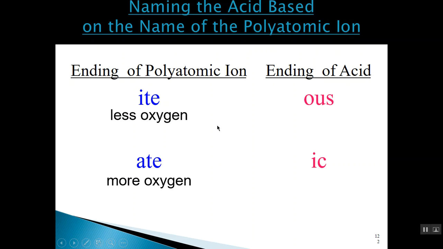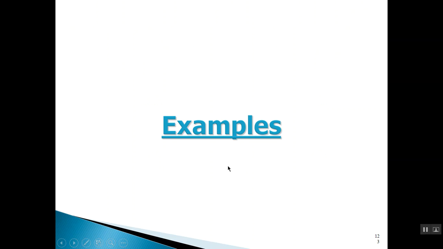One thing I want to point out here, and I think I discussed this earlier, but just in case I haven't, the ITE and ATE endings of the polyatomic ion do not indicate the actual number of oxygen atoms present. However, if you have an ion ending with ITE and you see a corresponding ion ending with ATE, everything else being the same in the name, then you know that the ATE ending indicates one more oxygen compared to the ITE ending. All right? And we're going to see some examples right now.